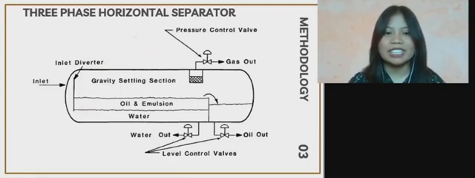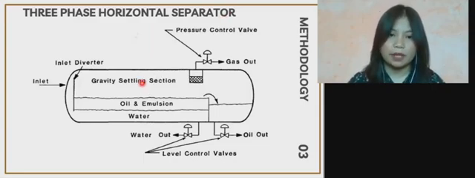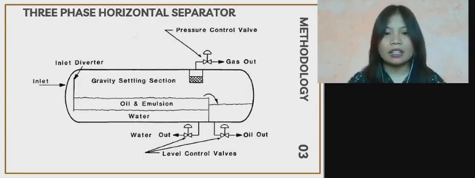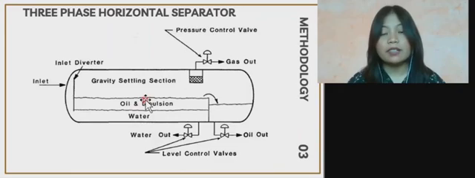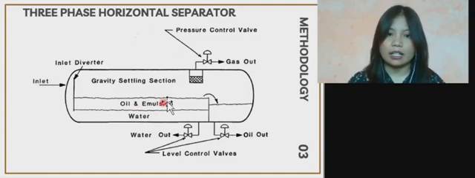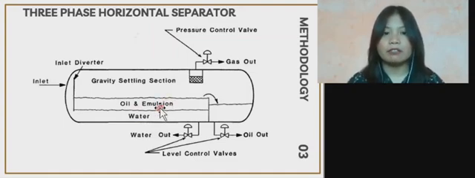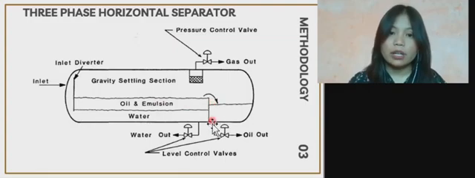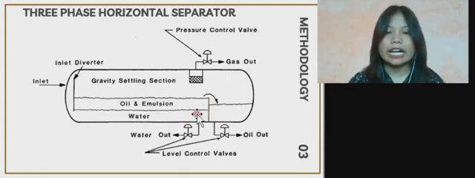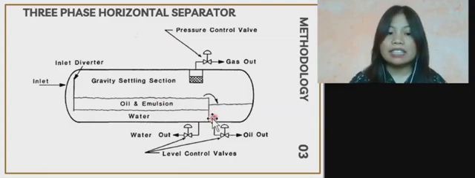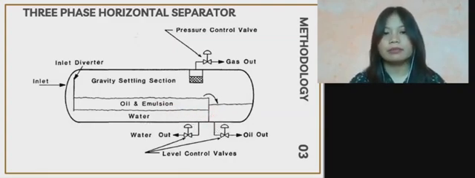For the horizontal one, how it works is, as the fluid enters the vessel and hits the inlet diverter, which causes a sudden change in momentum, which provides initial gross separation of liquid and vapor. The liquid collection section of the vessel, which is here, must provide sufficient time for the oil and emulsion to form a layer. This is the layer or pad above the free water. And then this is the weir. The weir maintains the oil level, whereas the interface controller maintains the water level.